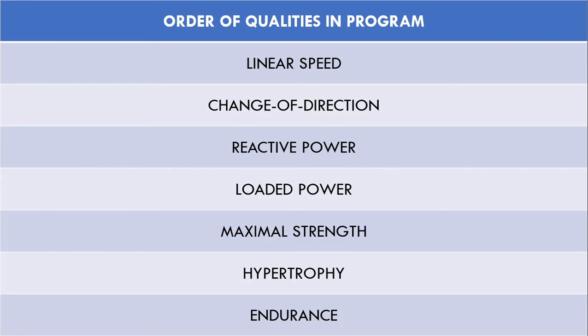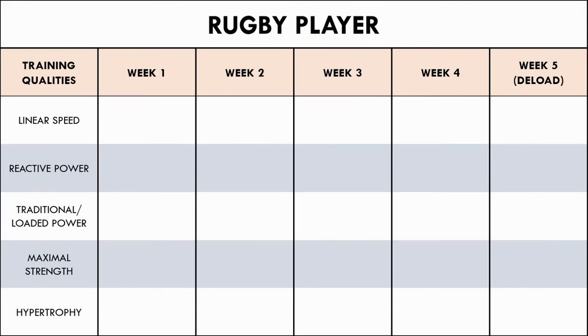This order is recommended since the first qualities on this list are the most fatigue sensitive, while the last qualities are the least fatigue sensitive. For example, very small levels of fatigue will significantly impact linear speed, while an adequate training stimulus can still be achieved for hypertrophy or endurance training, even with moderate levels of fatigue. So for our rugby player example, we will order our sessions by performing linear speed first, reactive power second, loaded power third, max strength fourth, and hypertrophy last.